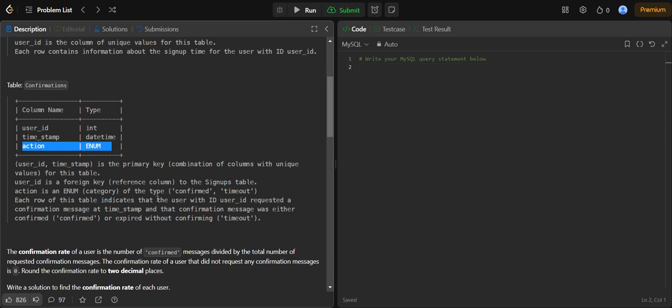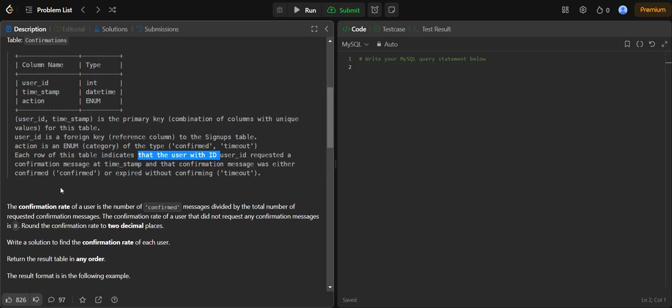Each row of this table indicates that the user ID requested a confirmation message at the timestamp, and the confirmation message was either confirmed or expired without confirming. So there is some confirmation message that the user asks to generate, and that message was either confirmed or timed out. It was expired. So it is some kind of a problem we have to solve.